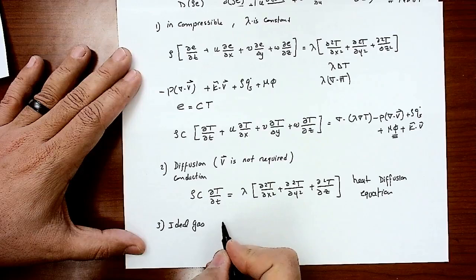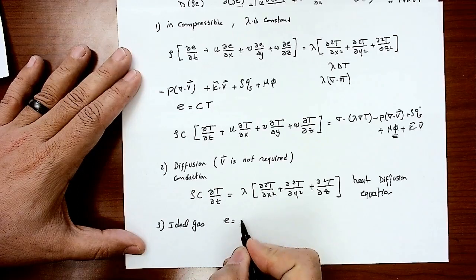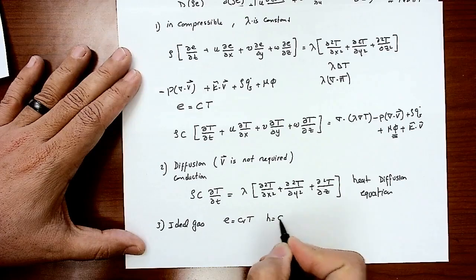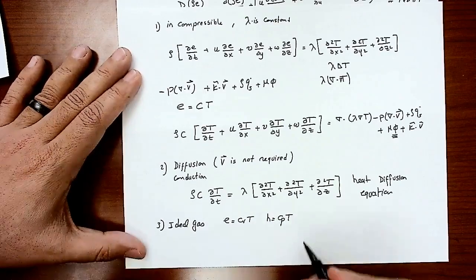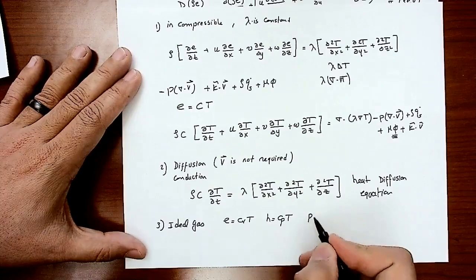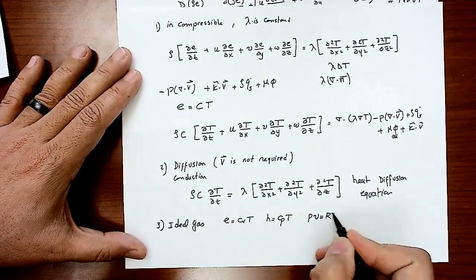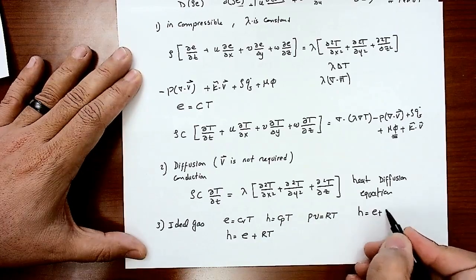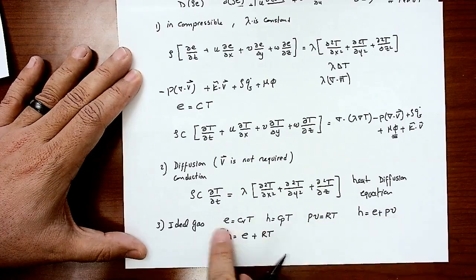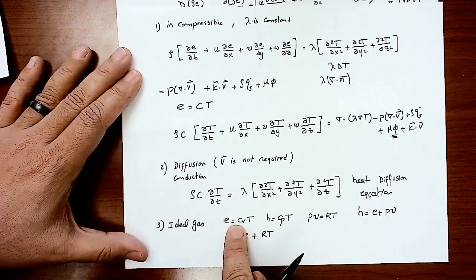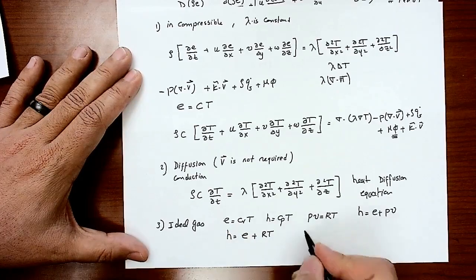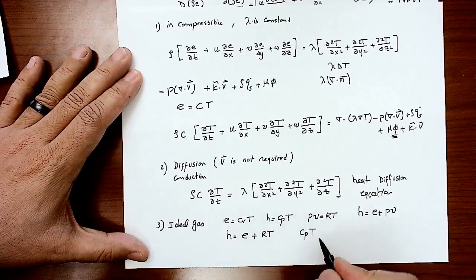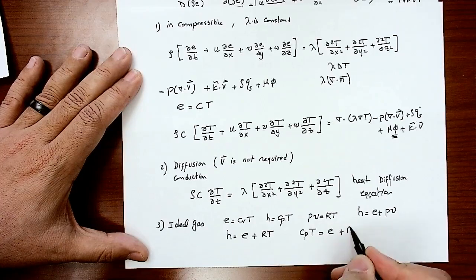So we know that E is equal to CvT and H is equal to CpT. So keep that in mind. But also we can add the equation of state here. So PV equals RT, right? H, the enthalpy, is the internal energy plus RT. Actually, H is equal to E plus PV. PV can be replaced by RT and E can be replaced by CvT. This is CpT, that's H, and this equals E plus RT.